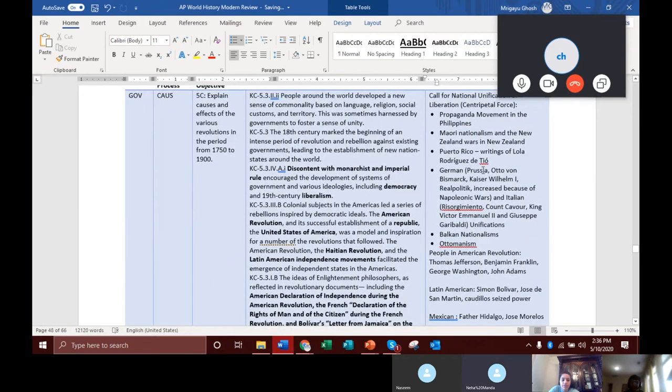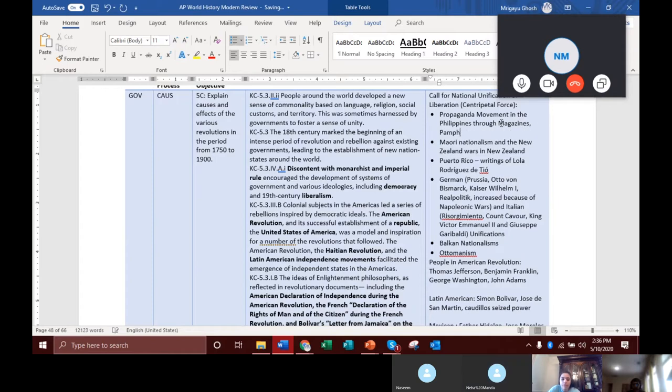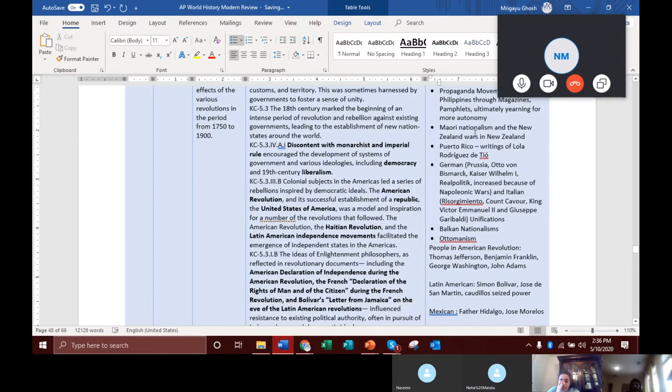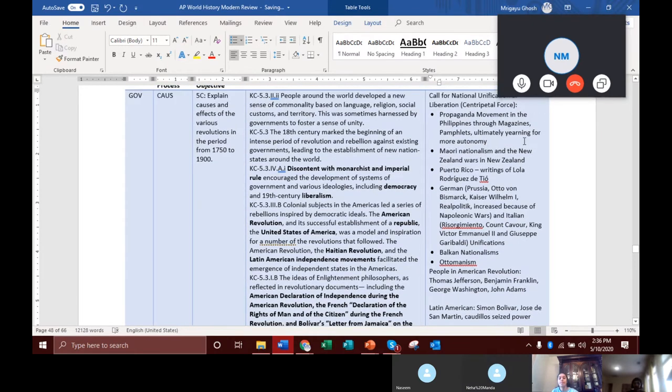Okay, the propaganda movement, they did it in magazines, pamphlets, and other publications, and they just wanted greater autonomy for the Philippines. Magazines, pamphlets, ultimately yearning for more autonomy. Okay. Maori nationalism, we've talked about that. We'll go into imperialism. But they lost. Essentially, they lost. Both the Philippines, right? I think so. And also Maori, but Maori lost.